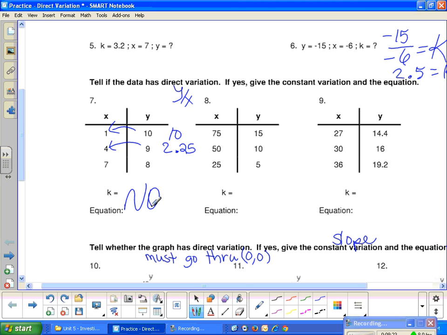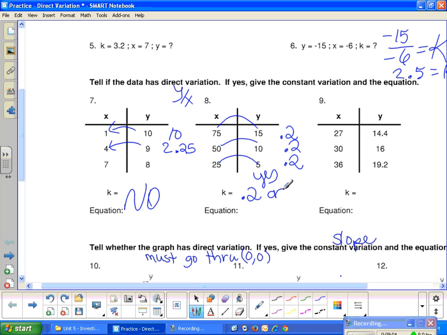Are those the same? Nope. Not direct variation. It's like the ones we did with slope before, the linear function. Those are not the same. Not gonna work. What's 15 divided by 75? Okay, 0.2. What's 10 divided by 50? 0.2. What's 5 divided by 25? 0.2. Is this direct variation? Yes, and our constant of variation is 0.2.